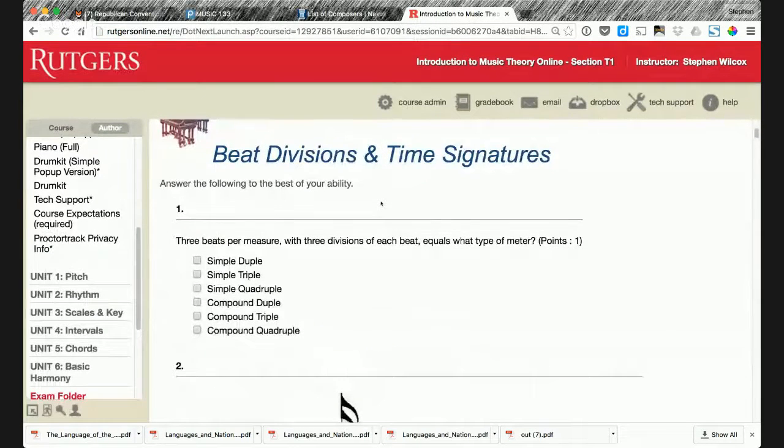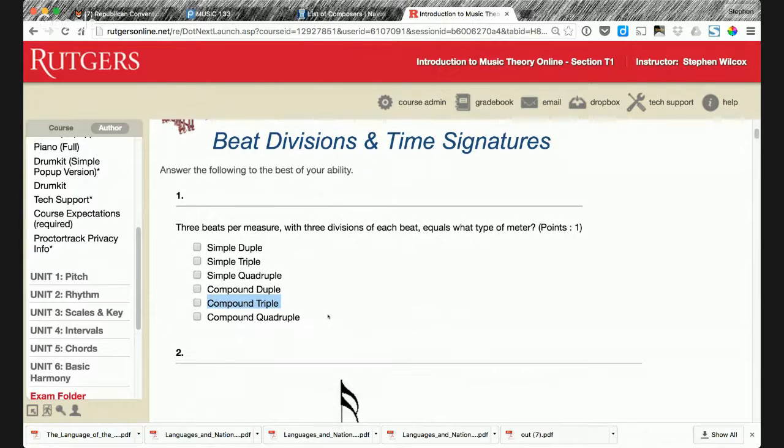Okay, so generally speaking, I just hone right in on each element. So it says here, 3 beats per measure. So if you have 3 beats per measure, it's going to be some sort of triple. So you either have a simple triple or a compound triple. You've eliminated all but 2, and the divisions of each beat are by 3. So it's compound. Compound is a division by 3, simple is a division by 2. So compound triple. So it's just a matter of eliminating some of these options.